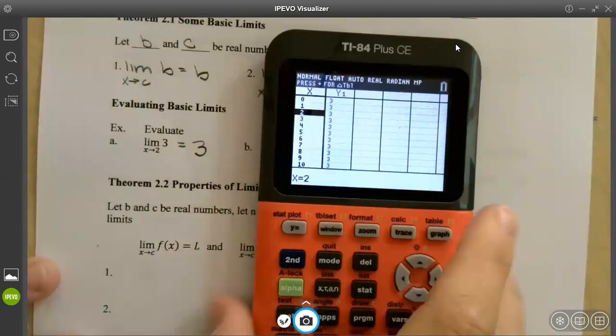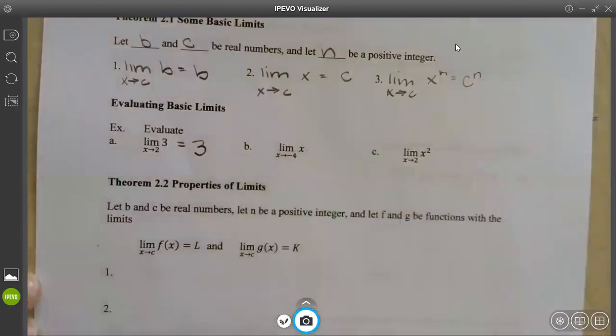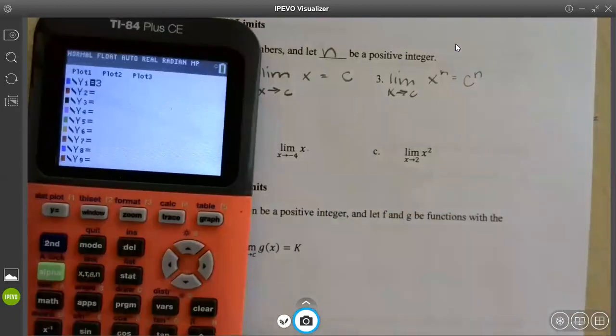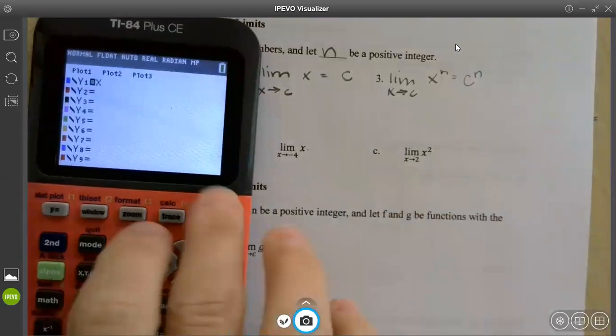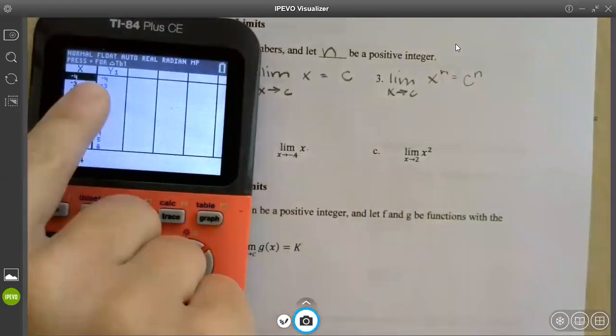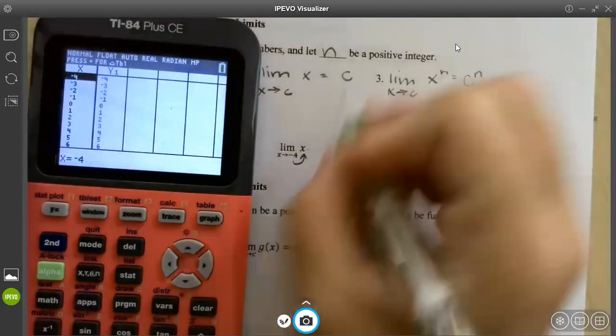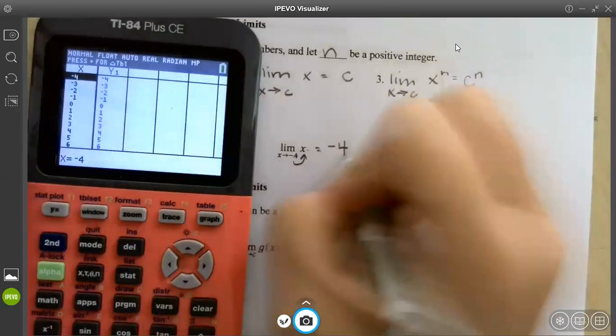So that is why if you have just a constant value, your answer is going to be the constant. This one, the limit as x approaches -4 of x. Again, I'll show you in your calculator. We look at our table. As we approach -4, what's our answer? What's our y? It's direct substitution. So you're going to plug that in for x.